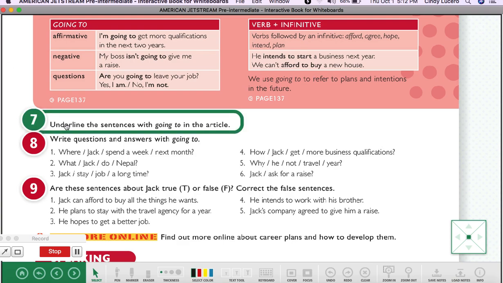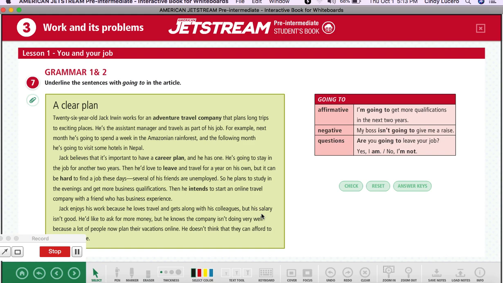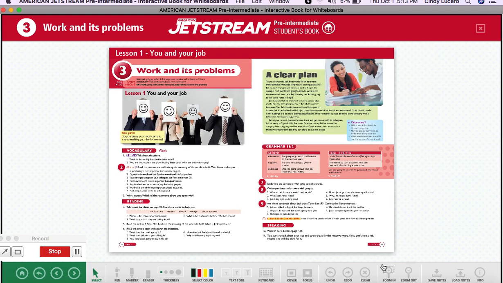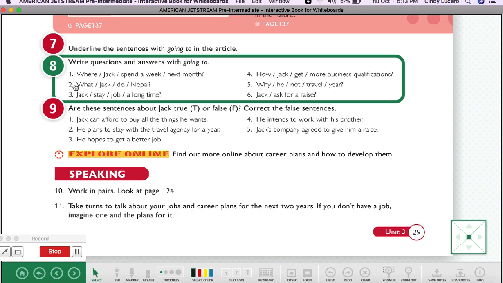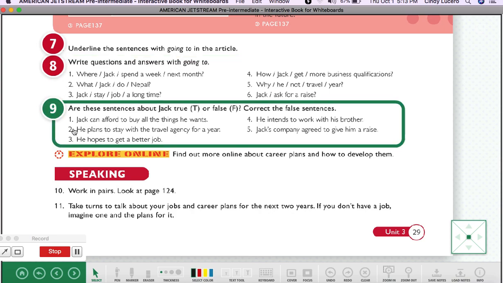This is going to be done. Okay? This is to deliver in the document. Number 7, underline the sentences with going to in the article. Here, okay? Underline them, or choose them. Next, number 8 is going to be done to deliver, and number 9 too.